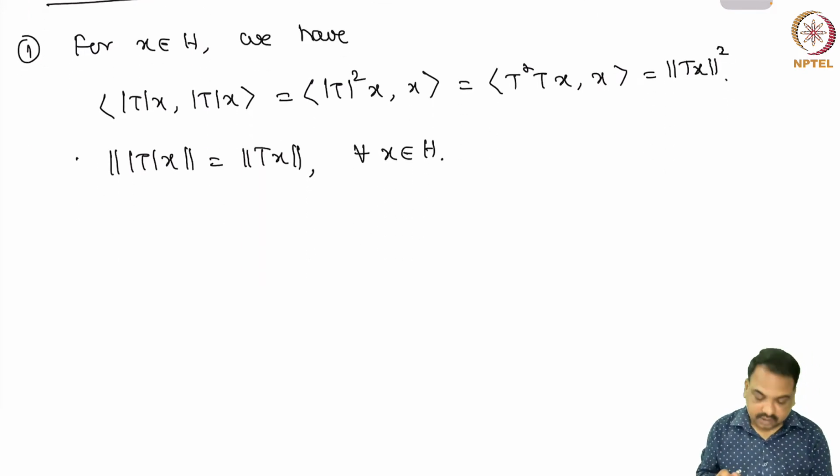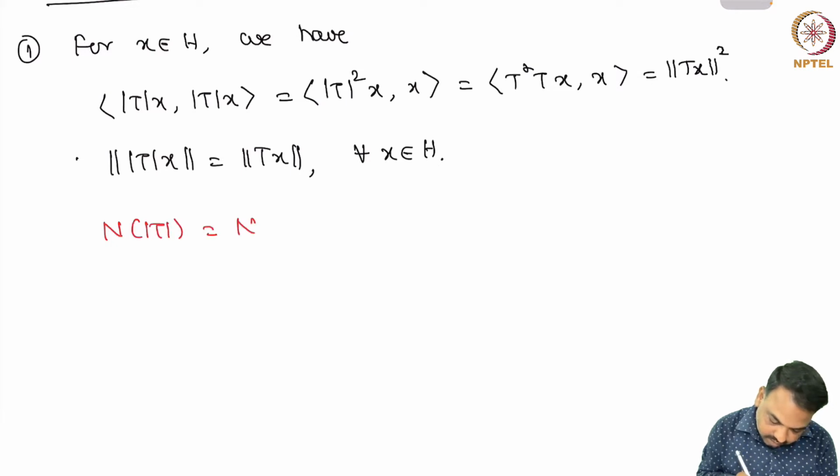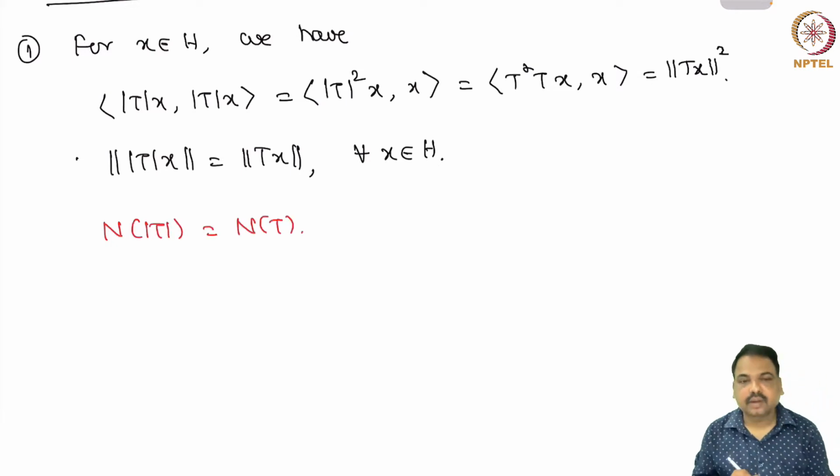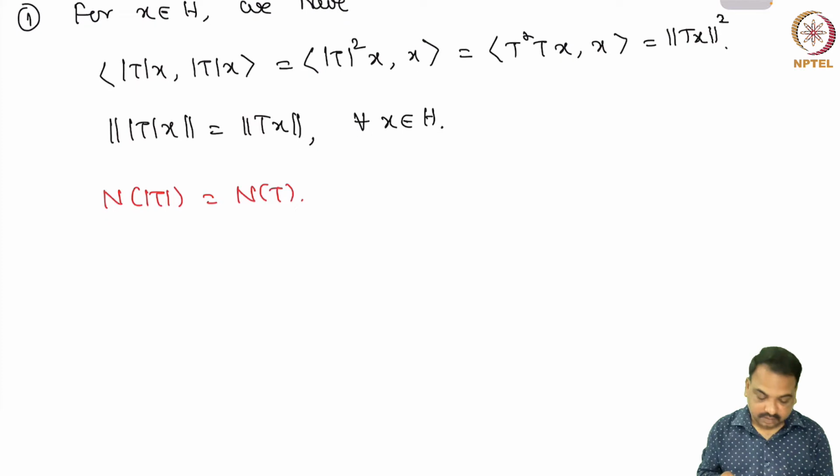So immediately we can observe that the null space of |T| and the null space of T are the same. If Tx is 0, then norm Tx is 0. That implies norm of |T|x is 0. That means |T|x is 0. This is if and only if. So we can conclude that the null space of T and the null space of |T| are the same.